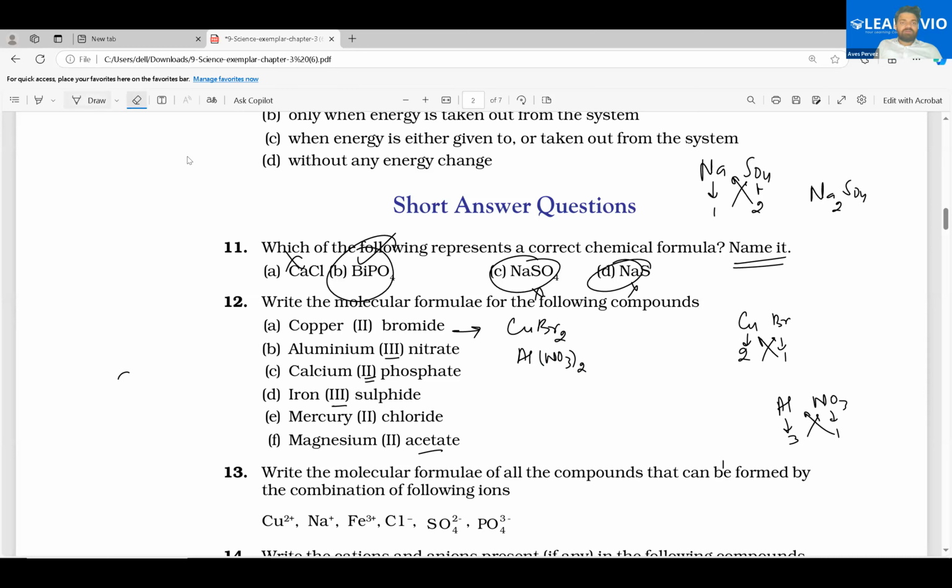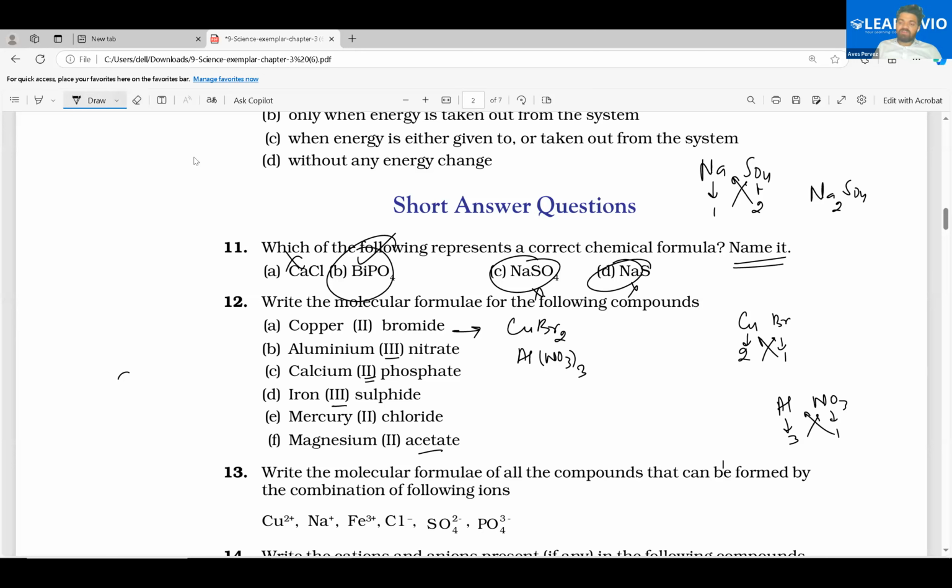Sir, won't Al(NO3) have a 2 outside the bracket? What are you saying? Sir, I think you accidentally wrote 3 as 2 outside the bracket in NO3. Yeah, yeah, it should be 3.